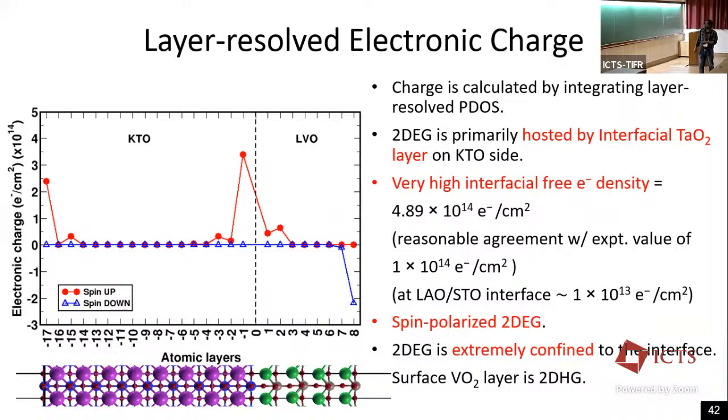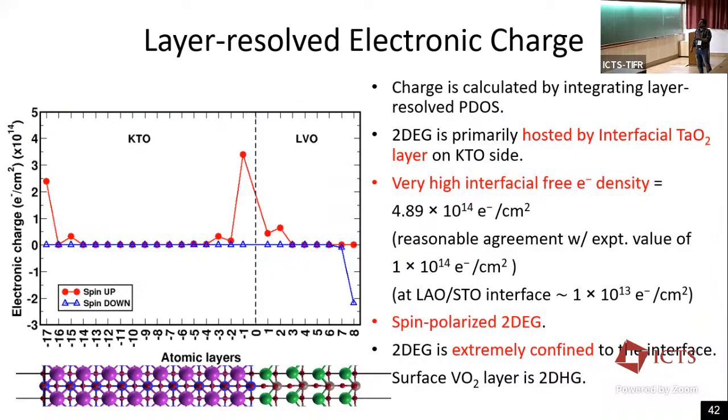So we see that when we compare this surface KTO part with the actual surface, not of the interface, we see that some of the electrons have been transferred from the surface of the KTO to the interface also, and that reduces the amount of electrons at the surface. Okay, so the conclusion is that electrons have transferred from the LVO side and from the KTO side, I mean, from both the surfaces to the interface, and that gives rise to the very high electron density at the interface and very high localization.